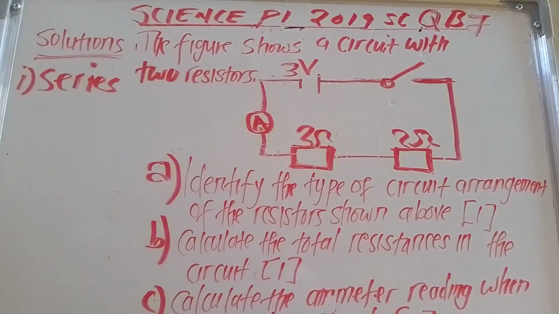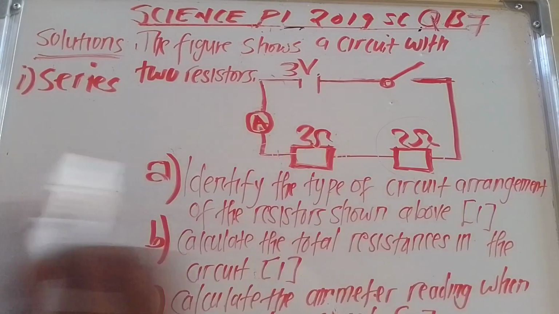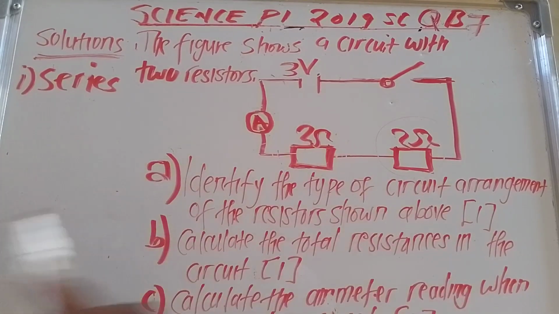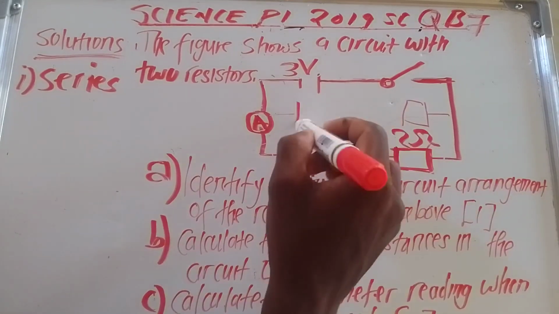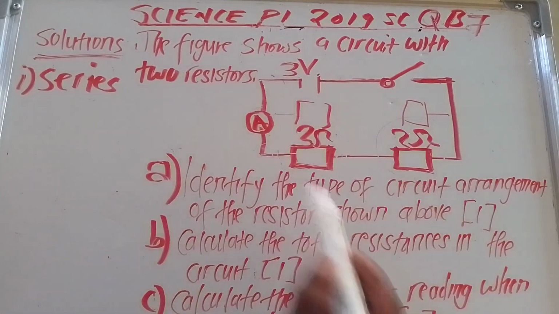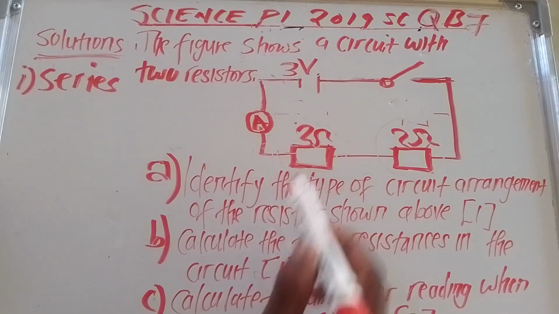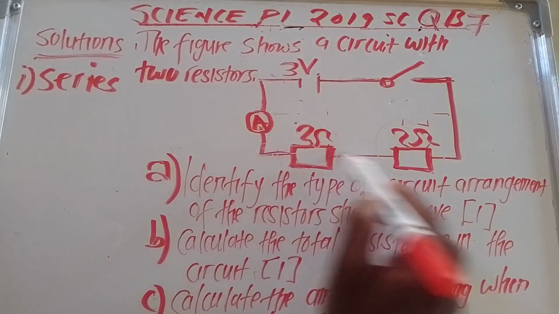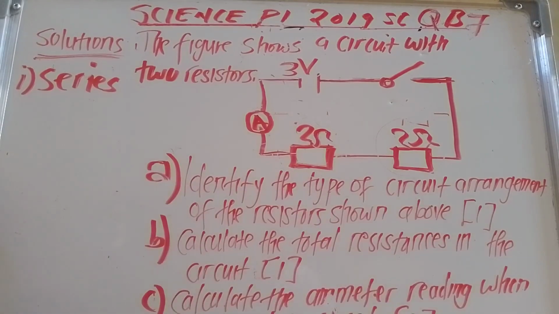So this is a series circuit. Maybe you can be asked to give a reason for your answer. The reason is very simple: the resistors are connected in the same line. In case the resistors were connected in this way, whereby we have this one and then this one, that type of circuit is no longer a series circuit. But in this case, whereby these two resistors are connected in the same line, just know that we're talking about a series circuit. I hope you have gotten that.